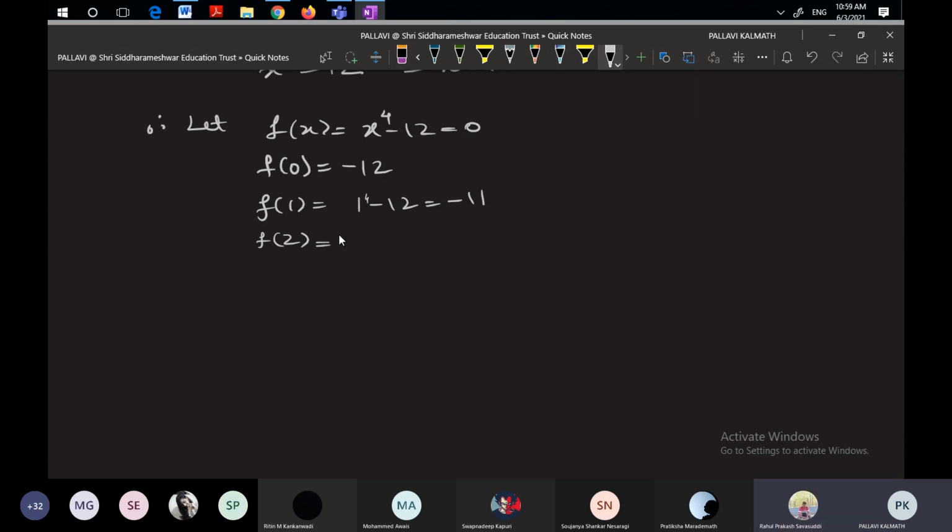Present, ma'am. What is f of 2? What is f of 2? 20, ma'am. 20. You have taken some other equation or what? How is it 20? 4, ma'am. How is it 4? Can you explain to me how it is 4? 2 raised to 4 is 16, ma'am. Minus 12. Okay, correct.